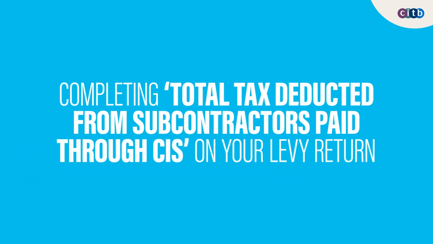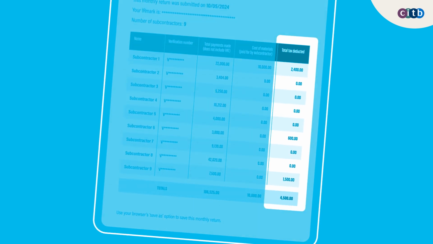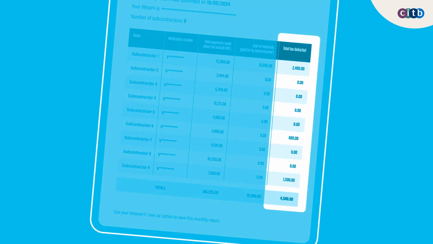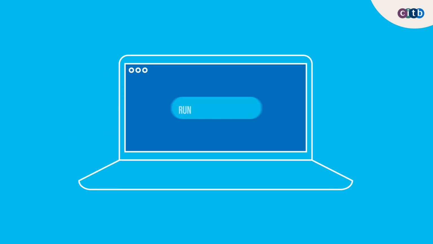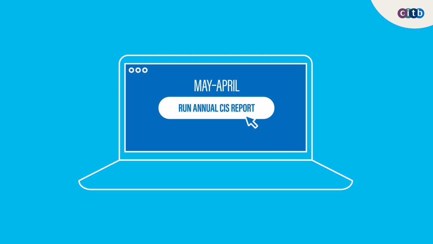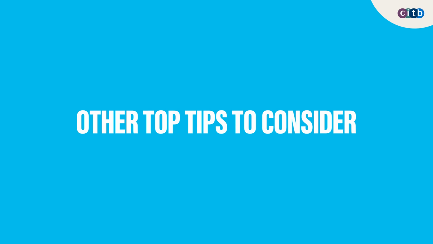Completing total tax deducted from subcontractors paid through CIS on your levy return. The total tax deducted figure can be found or calculated by using the CIS 300 HMRC monthly returns' total tax deducted column, adding all 12 return tax totals. This figure may also be found by generating a report from the computer software you use to file your CIS returns directly to HMRC. Other top tips to consider when entering your CIS payments into your levy return: make sure you use reports from the correct tax period.